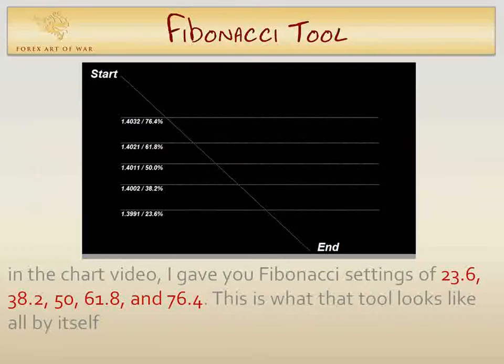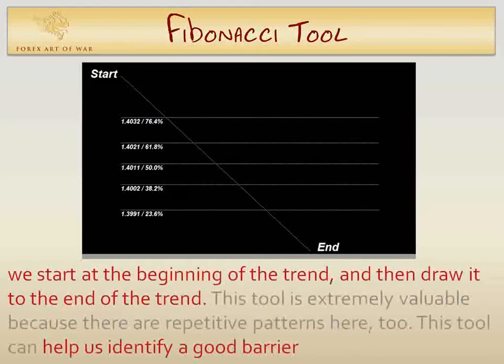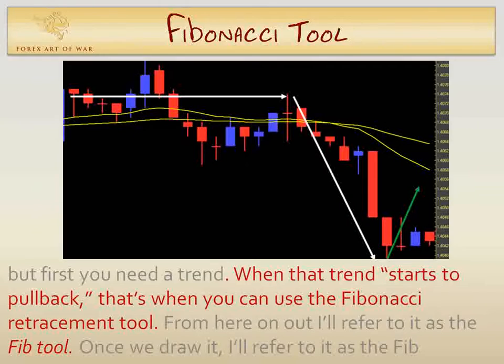In the chart video, I gave you Fibonacci settings of 23.6, 38.2, 50, 61.8, and 76.4. This is what that tool looks like all by itself. We start at the beginning of the trend and then draw it to the end of the trend. This tool is extremely valuable because there are repetitive patterns here too. This tool can help us identify a good barrier. But first you need a trend. When that trend starts to pull back, that's when you can use the Fibonacci retracement tool.